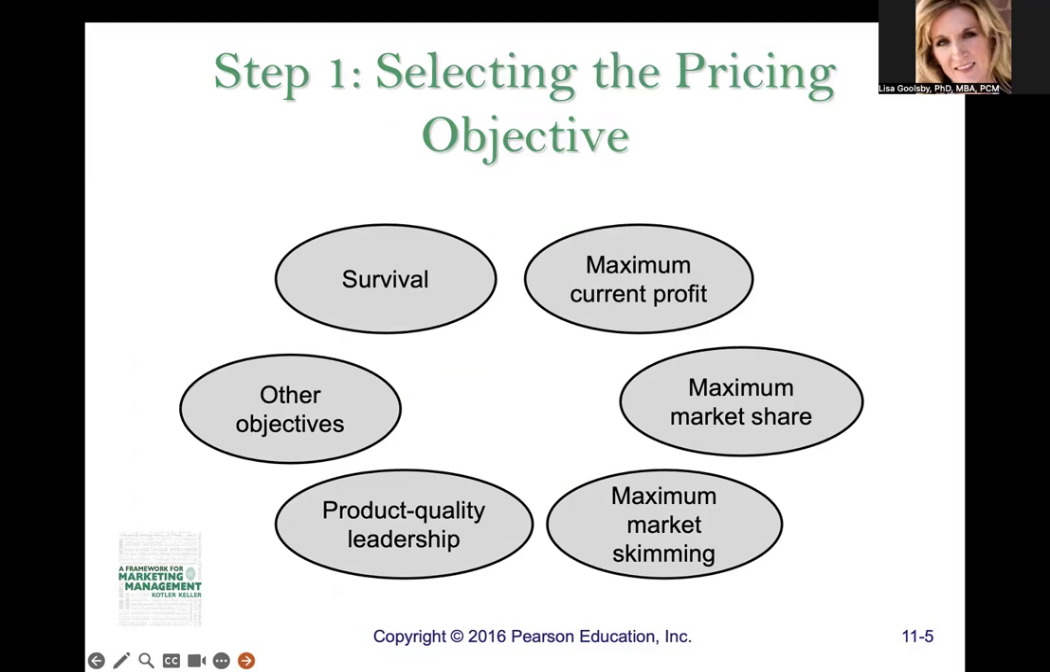Sometimes companies are just in survival mode, so they may set their prices basically to just survive. In other ways, you may look at how do we maximize our current profit? We want to get the most money as we possibly can. Another pricing objective might be maximum market share, and in that case, you may set a relatively low price in order to get the majority of the consumers in a particular market.